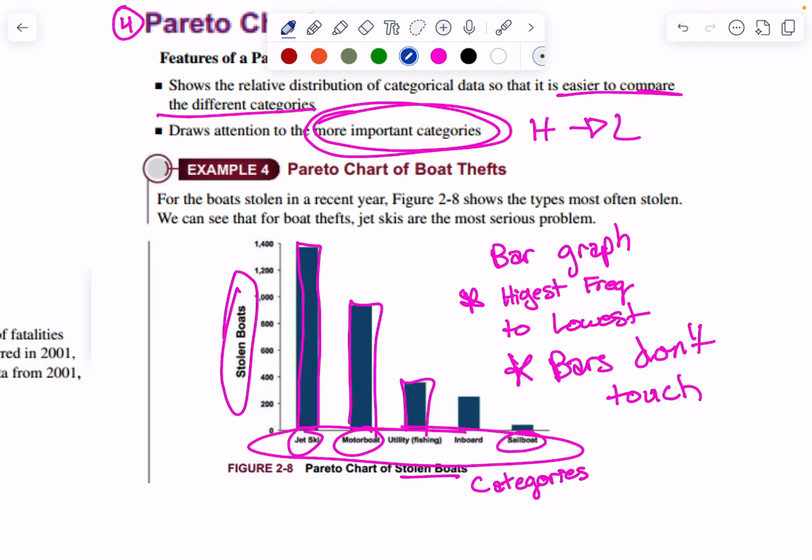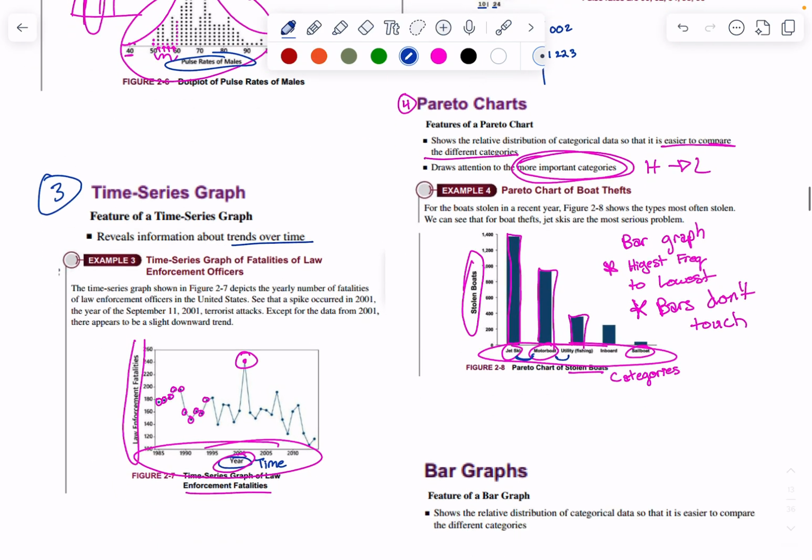Why don't they touch? Because jet skis and motorboats are not like classes that are like right next to each other, right? We have to have a gap in between them because those intervals, it's not like a 60 to 70 and 70 to 80. It's not like classes that like are right next to each other, okay? Your bars don't touch in this case, all right? That was a Pareto chart.